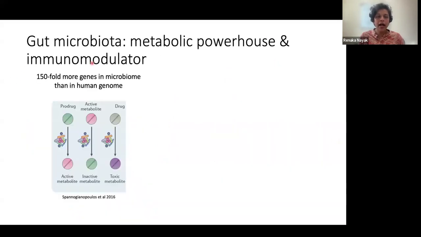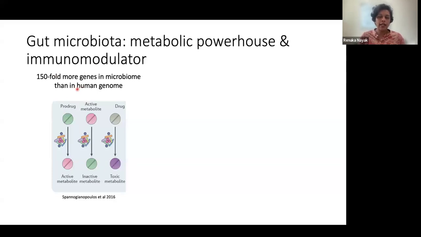And so, how is it that the microbiome can contribute to variation in how patients respond to a drug? There are two facets that I want to highlight today. One is that the microbiome is a metabolic powerhouse. And the second is that our microbiome is a potent immunomodulatory organ.